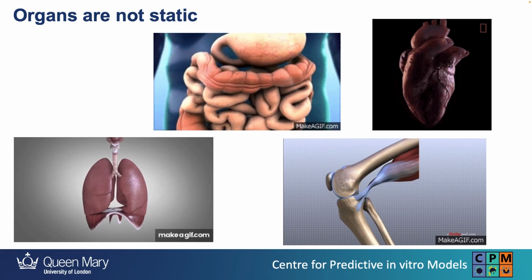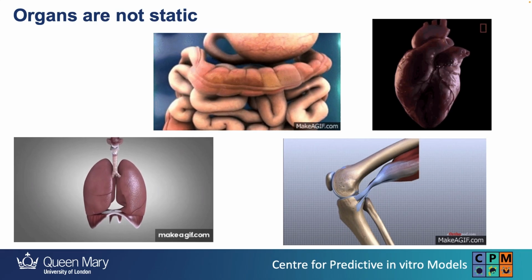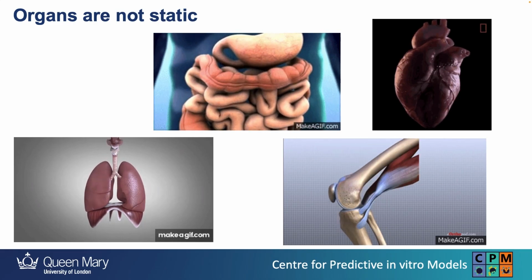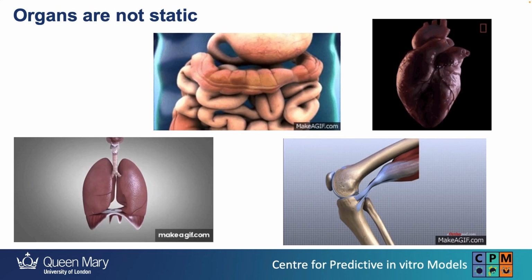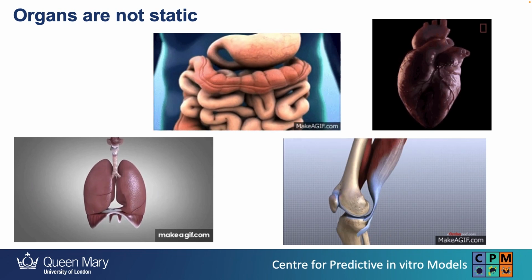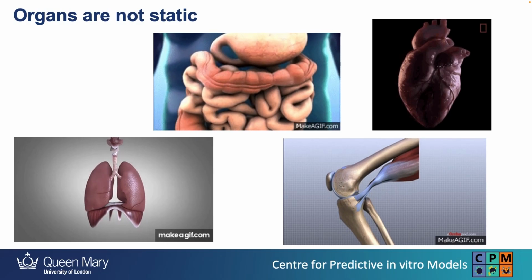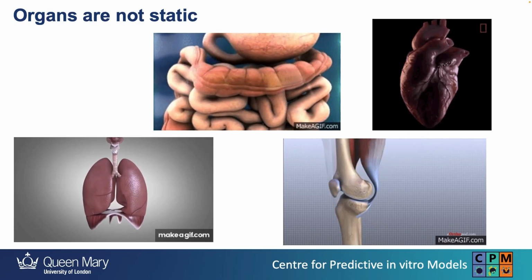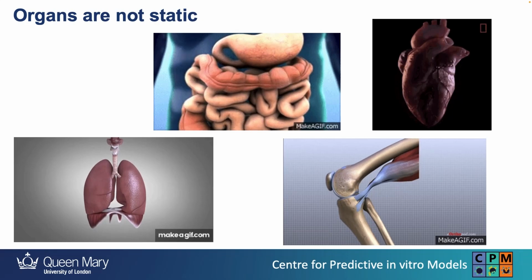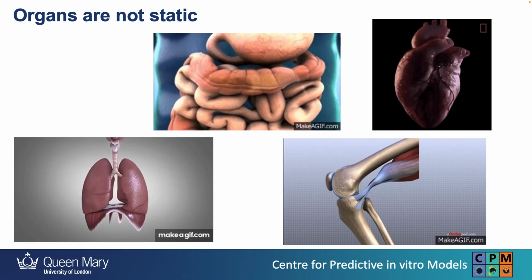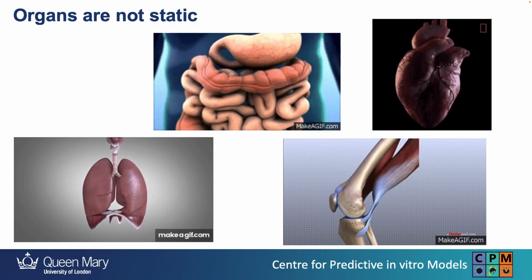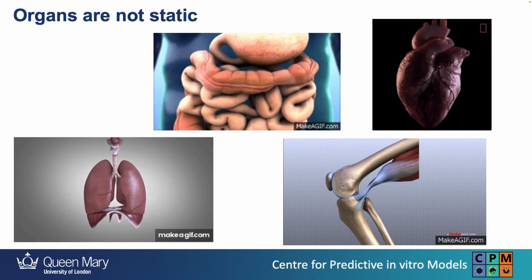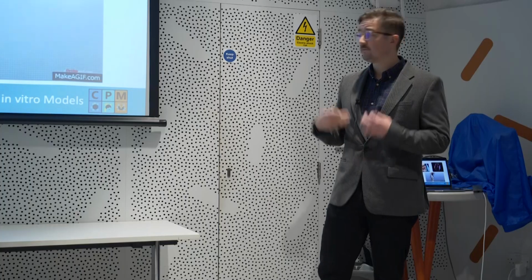The thing with organs, which sets them apart from the plant analogy, and this is where the analogy possibly falls apart a little bit, is that organs aren't static. Many of the organs in our body experience mechanical forces, whether that's peristalsis in the gut, the heart beating, the lungs expanding and contracting as we breathe, or the one that I'm particularly interested in, which is joints. As you move around, your joints will move.